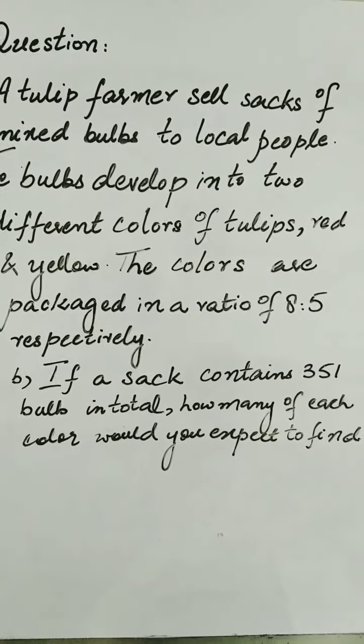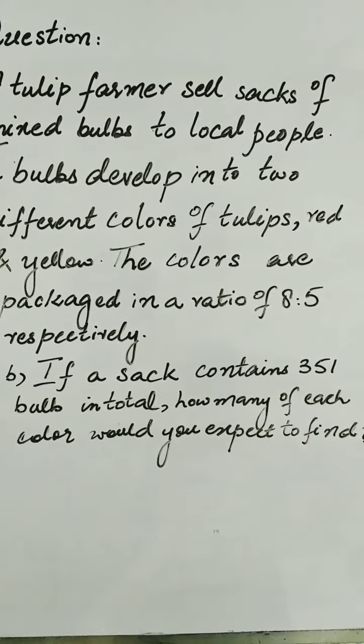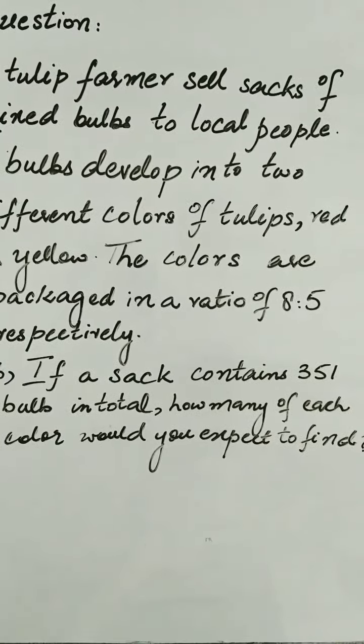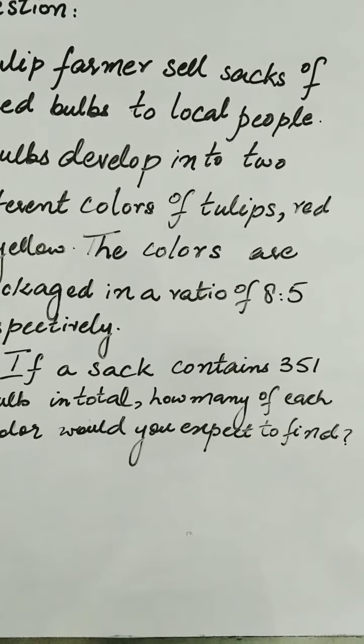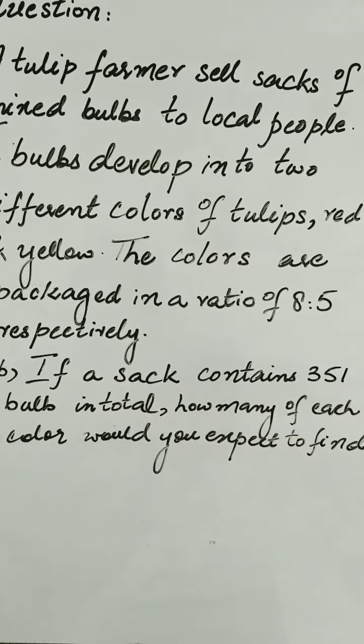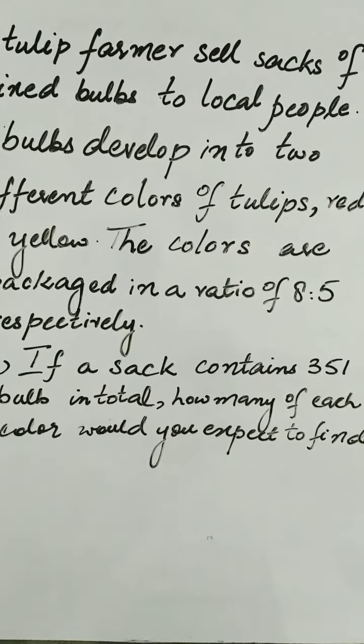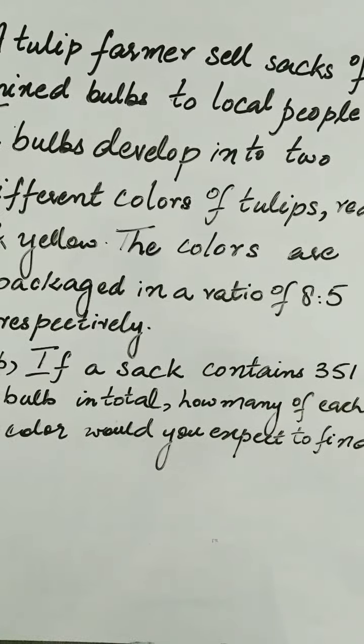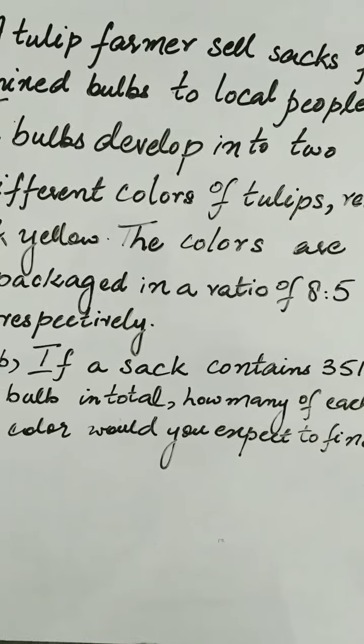Now in part B, we have to find out, if a sack contains 350 bulbs in total, how many of each color would you expect to find? Then we are given here the total number of the bulbs, and in the ratio of 8:5, we have to find out the exact number of each bulb.